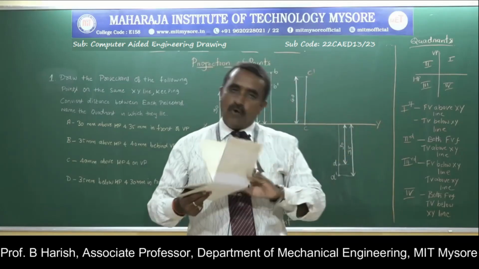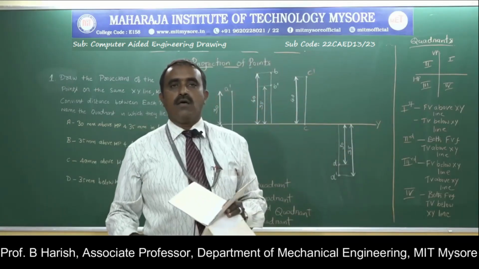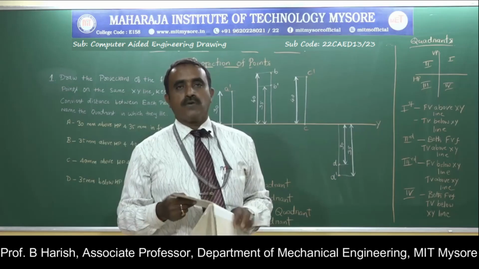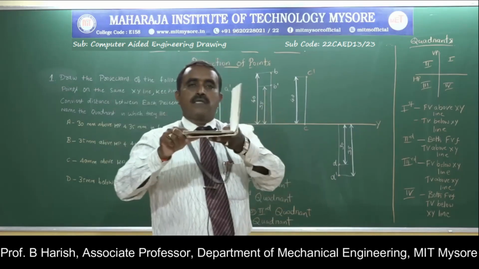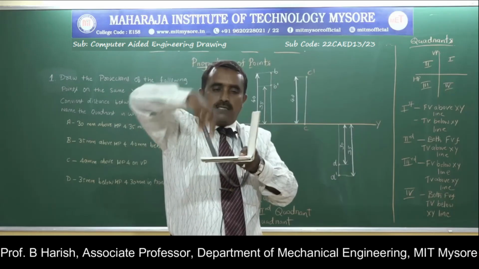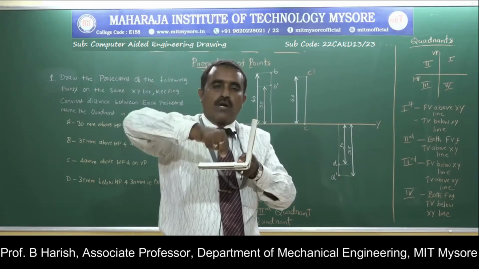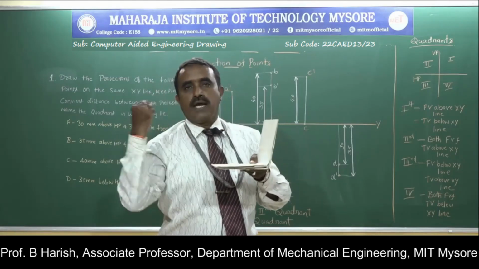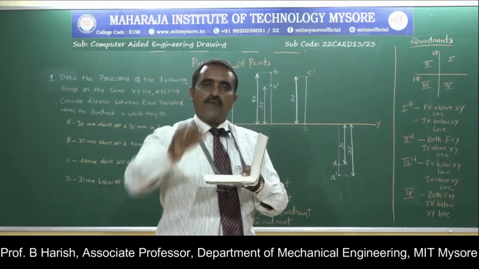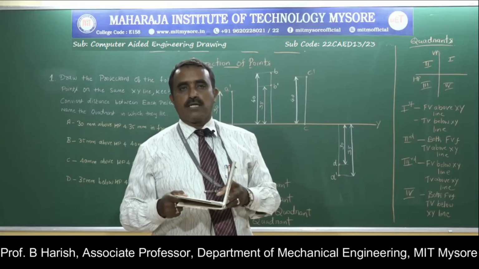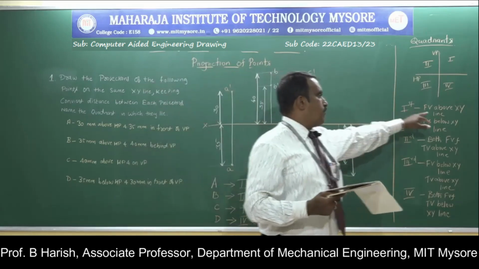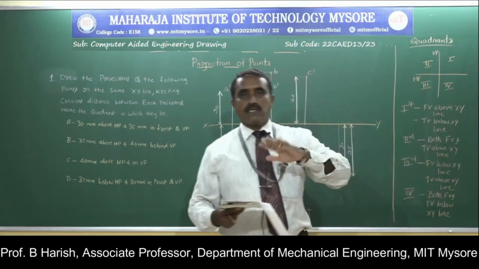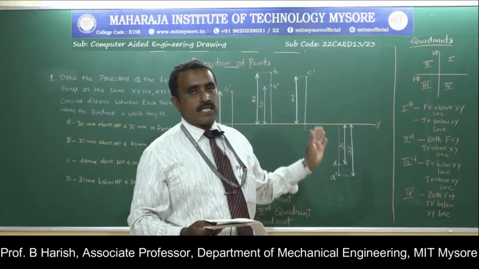Now, before going to the actual problems, just to recall where the top view and front view will be in each quadrant. The top view is the view we get when we look from the top. If the object is in this plane and I look from the top, the view I get will be the top view. Similarly, the same object can be viewed from the front, and what I get is called the front view. So where will be the top view and front view for each of the quadrants? In the first quadrant, the front view will always be above the XY line, and the top view will always be below the XY line. These are the basic things that should be remembered before going to the actual problems.